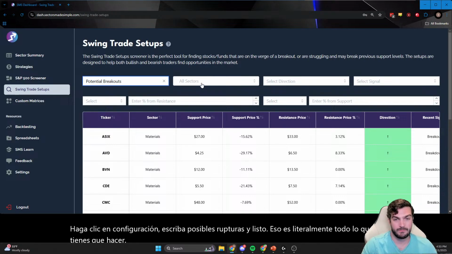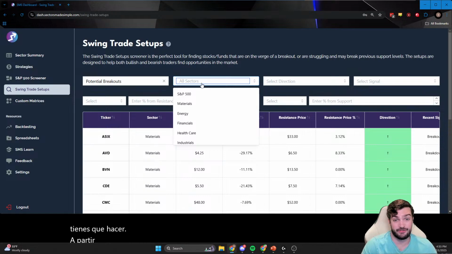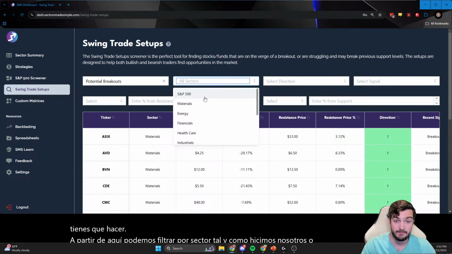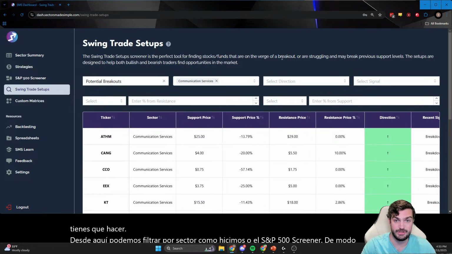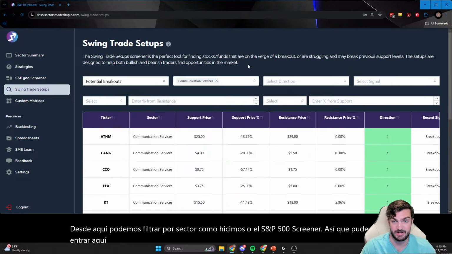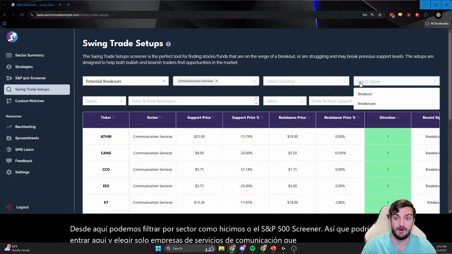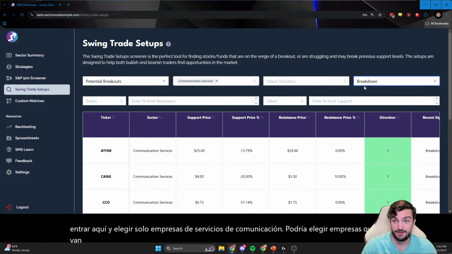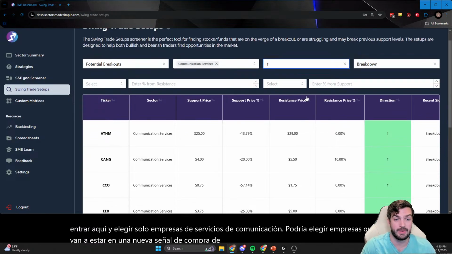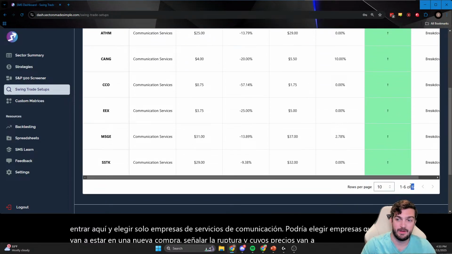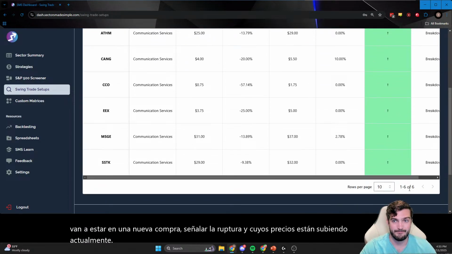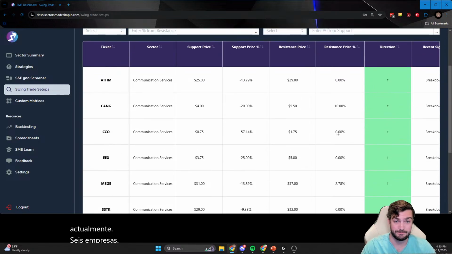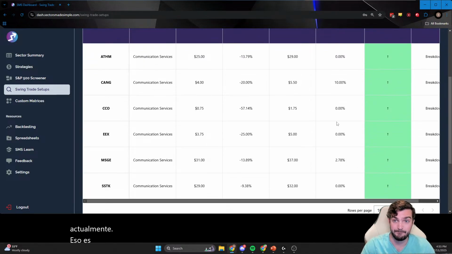From here, we can filter by sector, just like we did for the S&P 500 screener. So I could go in here and only choose communication services companies. I could choose companies that are going to be on a new buy signal, so breakdown, and whose prices are currently going up. 6 companies. That's pretty manageable. Now let's go through them.